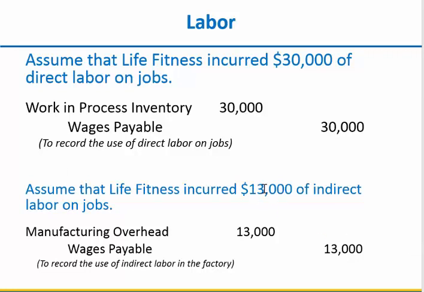And also you may have indirect labor on the jobs. For example, machine maintenance salaries, or maybe the janitor's salary, who cleans the floor of your factory, whatever. So then the 13,000 indirect labor cost will become your manufacturing overhead cost. And also you have a wages payable, which is 13,000 there, and it's similar to the direct labor, but the difference is that each debit is posted to a different account. Okay, so just keep that in mind.